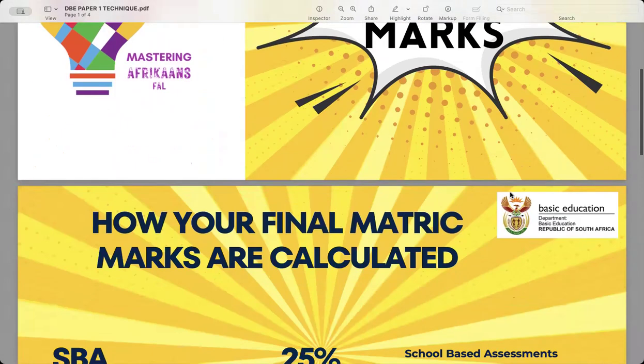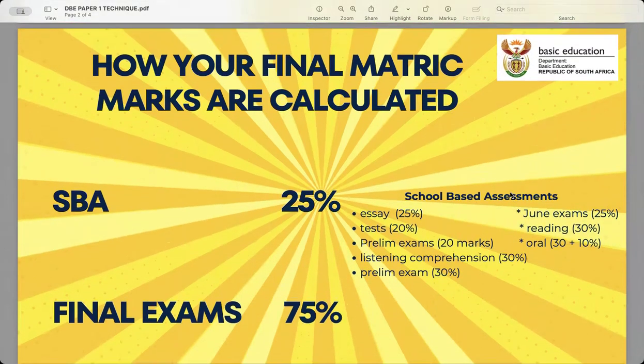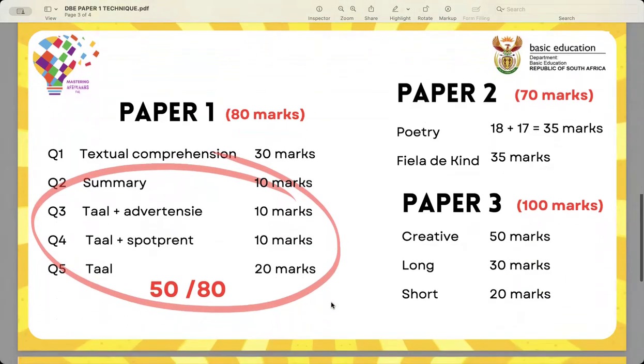So what I wanted to go over first was just to show you how your exams are calculated. Yes, your portfolio mark does count 25% of your final mark. And your final exam, so your papers one, two, and three, count 75% of your final mark. So obviously these exams are really important, and you need to be clever about how you approach the exams.